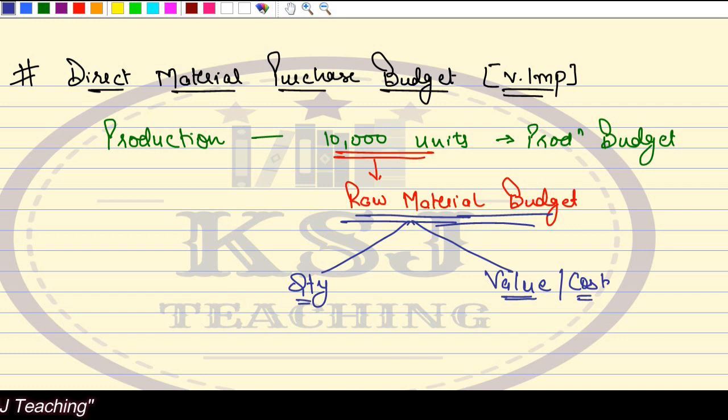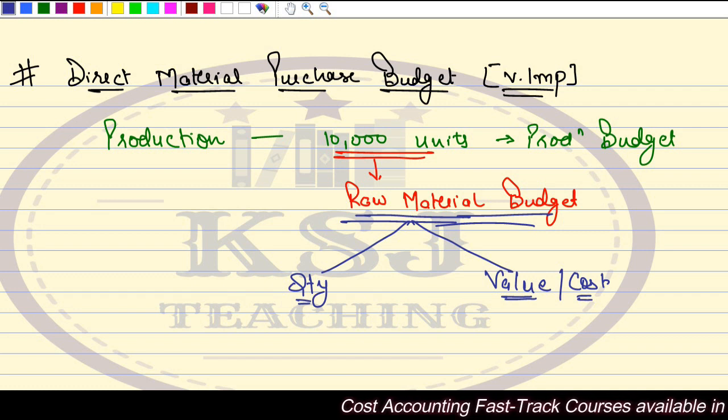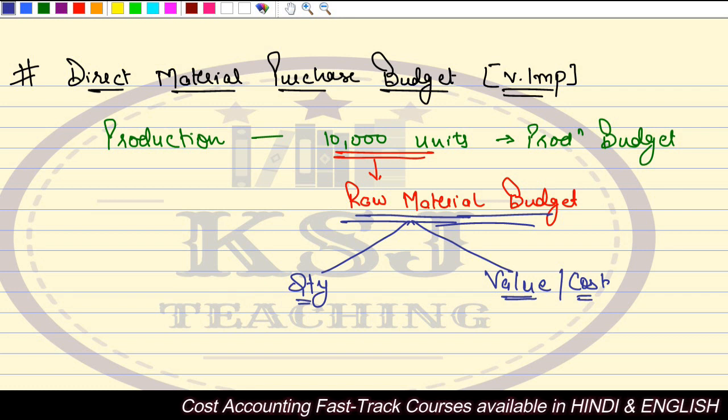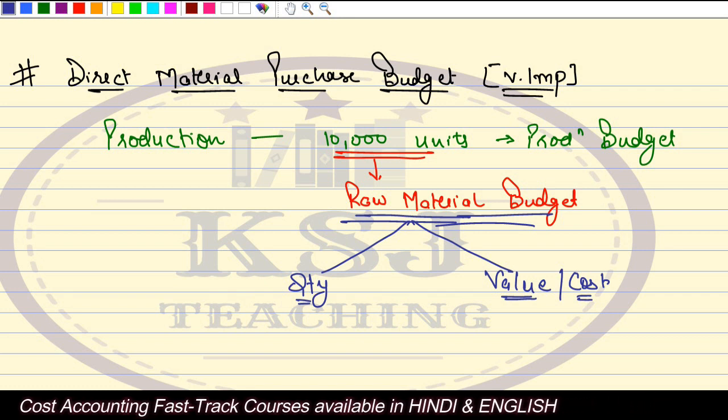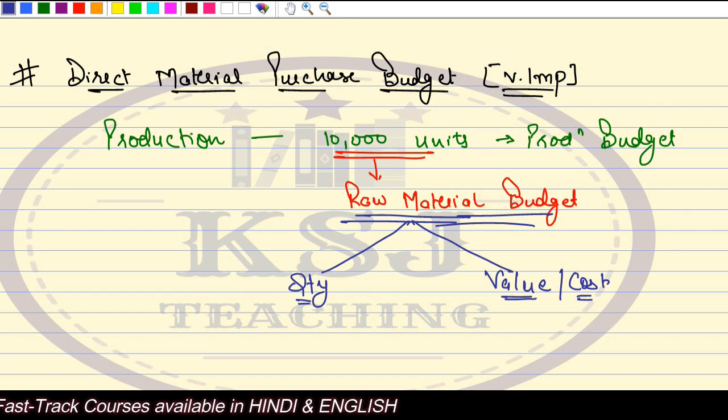So that it should not be an excess quantity, because that will increase my carrying cost, or it should not be in the shortage also, because that will again impact my production. So both the things are to be considered. For that, the raw material budget.